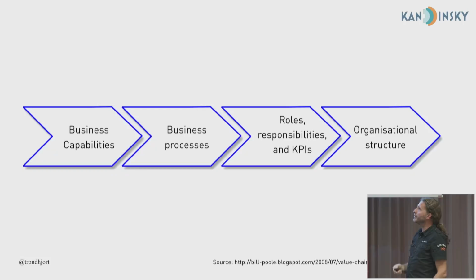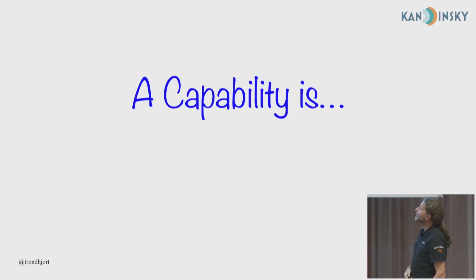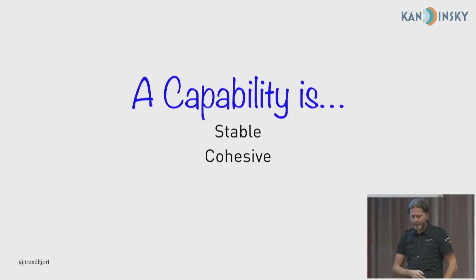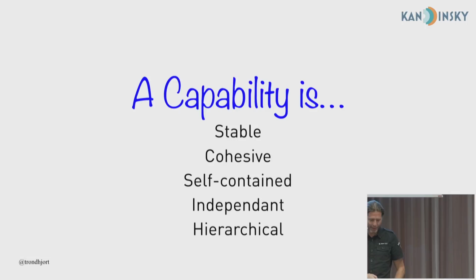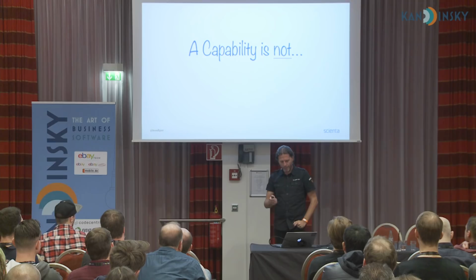So a capability, let's define it a bit then. It's stable, as I said. It's cohesive, it's not this classical term, but it's cohesive. It's self-contained, it's independent. You should be able to work on one capability without really taking into account the others. But you should, as we said, with complex thinking, keep them in mind. And they are hierarchical, as I said. So they're building blocks of your business, basically. I have examples later on.